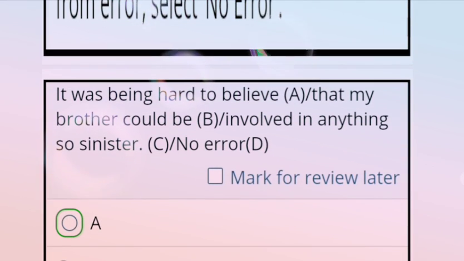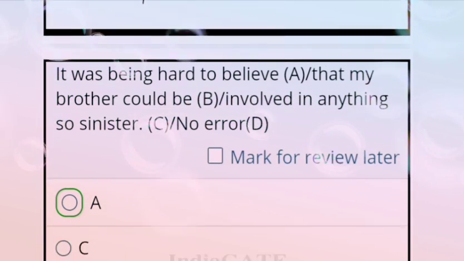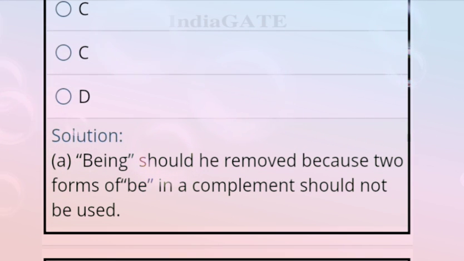Okay, so here the first question is given: it was being hard to believe. Option A, it was being hard to be believed. Option B, may bother could be. Option C, including in any so sinister. Option D, no error. So the correct answer is option A, where there is an error. Why? Because here 'being' should be removed, because to form the complete to-be structure, 'being' should not be used.